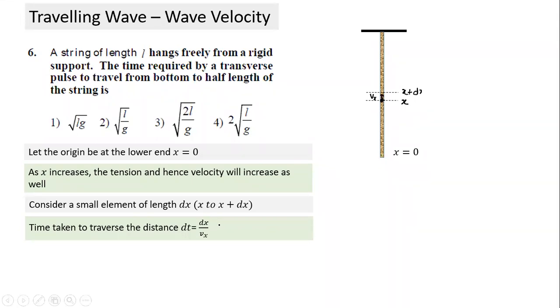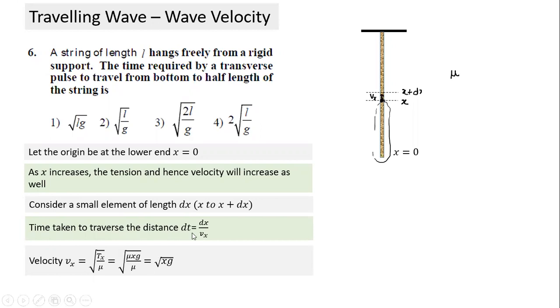Velocity will be equal to root of tension at this point, T(x), divided by mu. What is the tension at this point x? Taking this part as a system from the free body diagram, it has weight acting downwards, and the tension force has to be equal and opposite to the weight for it to be in equilibrium. I am assuming the mass per unit length to be mu, so the mass of this whole piece is mu times x, and T(x) equals mu x g. So mu gets cancelled, and the velocity as a function of x will be root of xg.